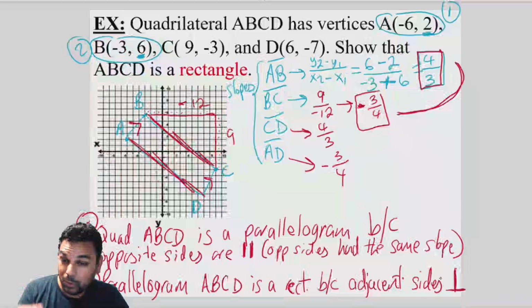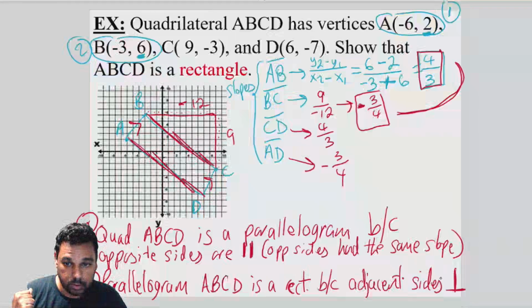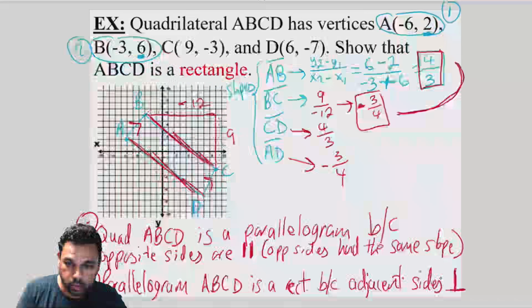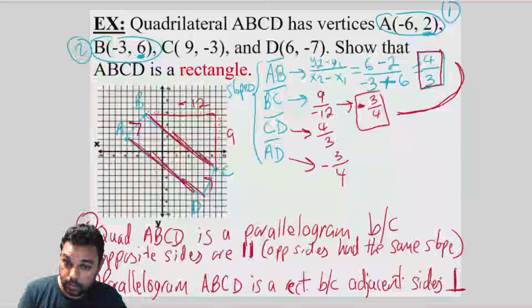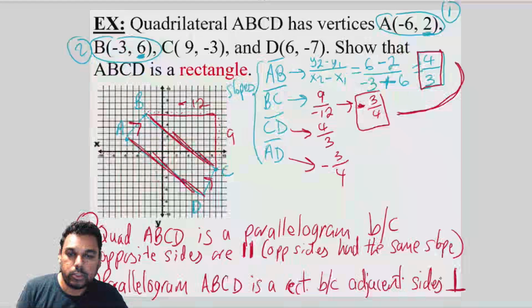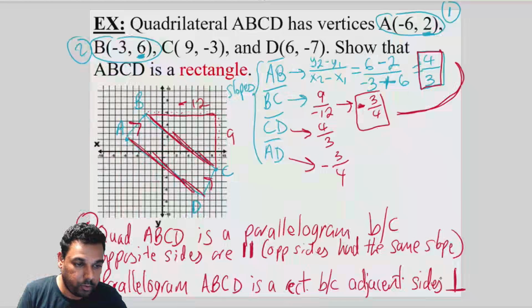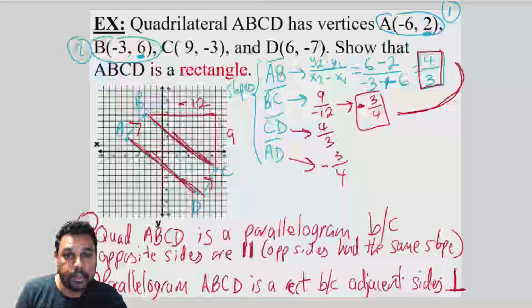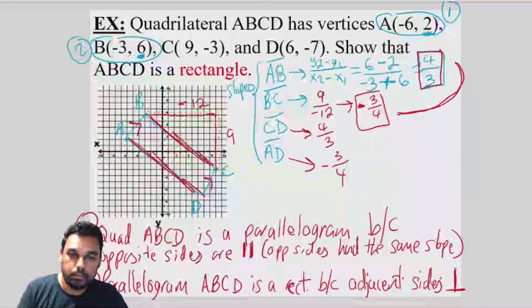All right, so let's just kind of recap it real quick. You plot your shape. You don't even have to because you have formulas to show this. Find the 4 slopes of the 4 sides. And after you do that, show that opposite sides have the same slope. Therefore, it's parallel. Therefore, it's a parallelogram. And then show that adjacent sides have negative reciprocal slopes. Therefore, those sides are perpendicular, meaning it forms a right angle, meaning it's a rectangle.